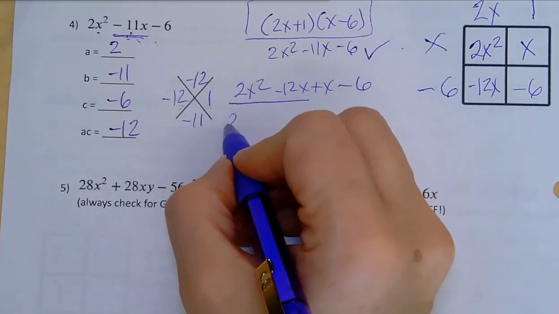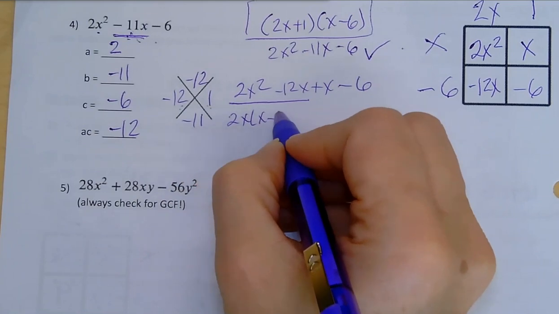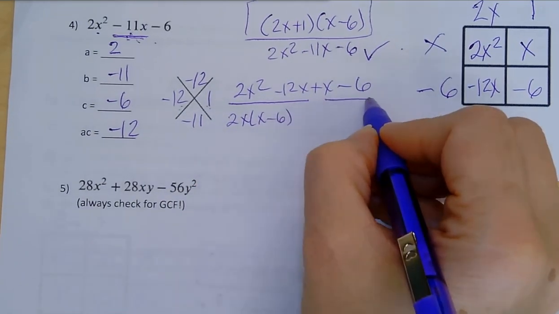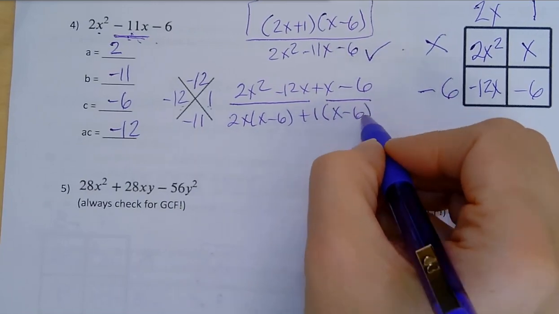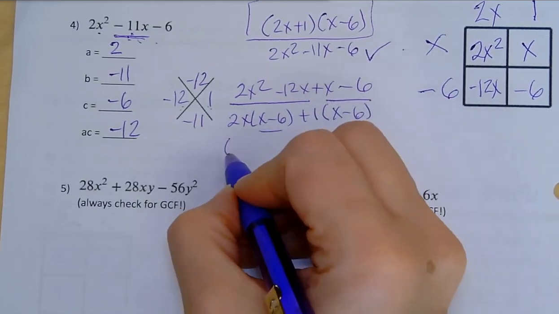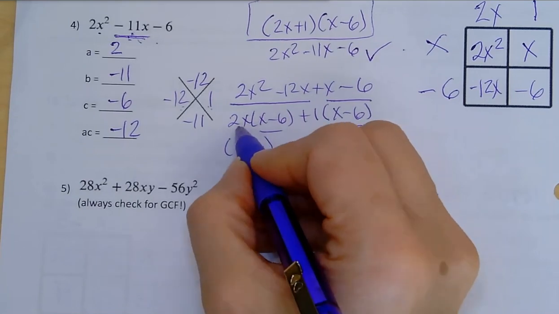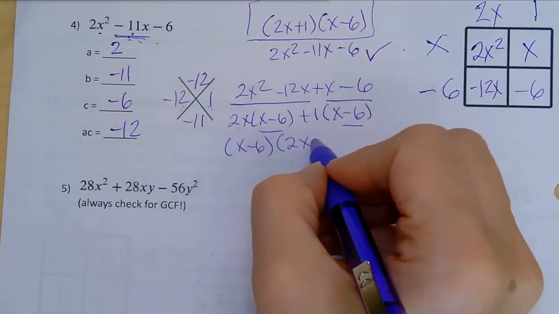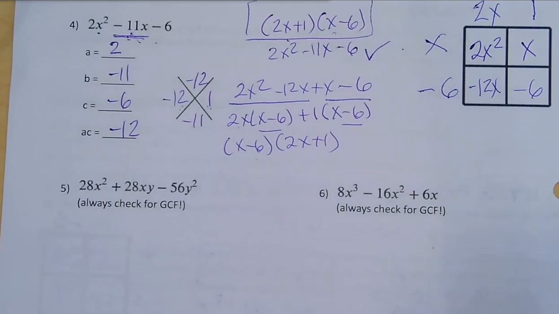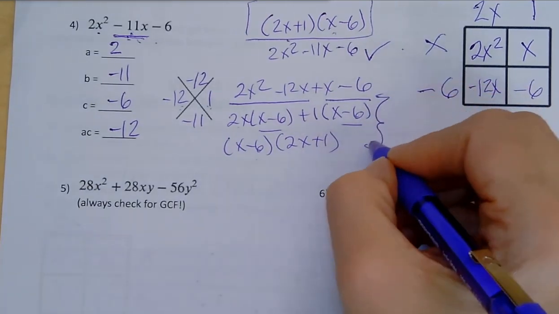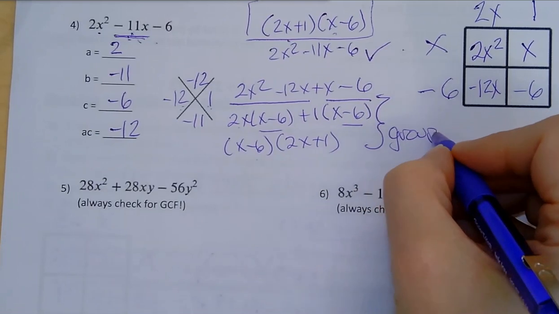For my first two terms, I would pull out 2x, and I get x minus 6. For my next two terms, there's nothing to pull out, so I'm just going to pull out a 1, and I get x minus 6. There you go, I have that x minus 6 matching binomial, and I'm left with 2x plus 1. So thankfully, same answer. Doesn't matter that it's a different order, but this is if I wanted to solve by grouping instead.